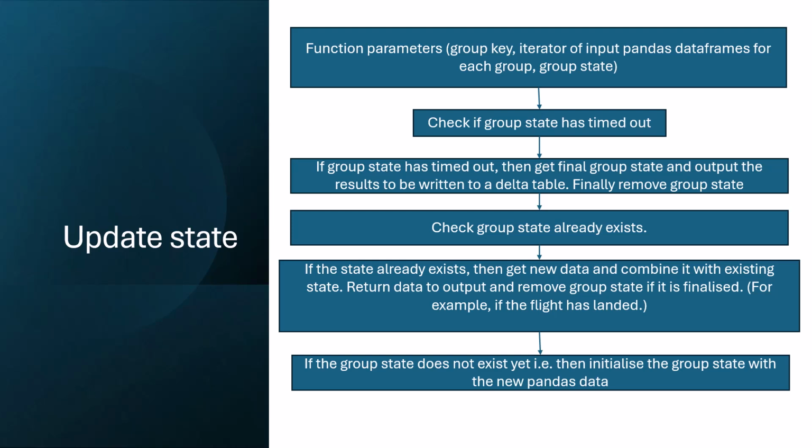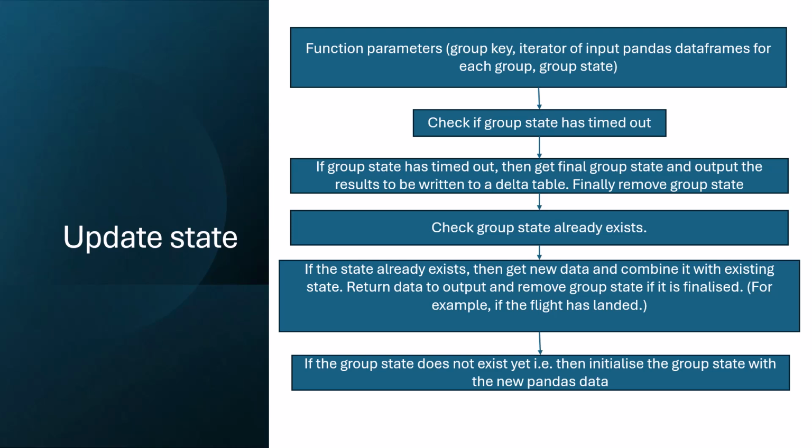Once we've established that the group state is not timed out, then the next thing we're going to do is check to see if the group state already exists or not. If the group state does exist, then we're going to get the existing data in that group state and combine it with the new data that's been streamed in our batch. We'll then output that data back to our calling function. And we'll also check to see if the group state has been finalized in that circumstance. If it has been, i.e. we get a bit of information that says, okay, now the flight has landed, then we will finalize that information and we will remove the data from the group state. If the group state does not exist yet, i.e.